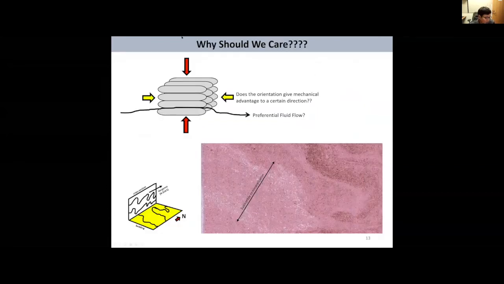So why should we care? Imagine if we have a bunch of spicules oriented in such a way. The question is, does the orientation give mechanical advantage to a certain direction? For example, if I compress them from this way versus I compress them from the direction of the red arrow. This is especially important in unconventional energy, hydrocarbon, and also secondly, does the orientation of the spicules give preferential fluid flow to a certain direction? And it might also influence the pattern of mineralization.